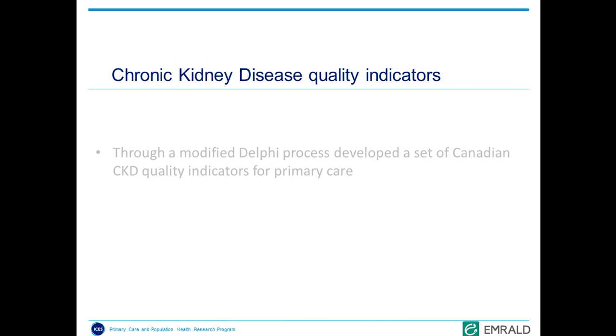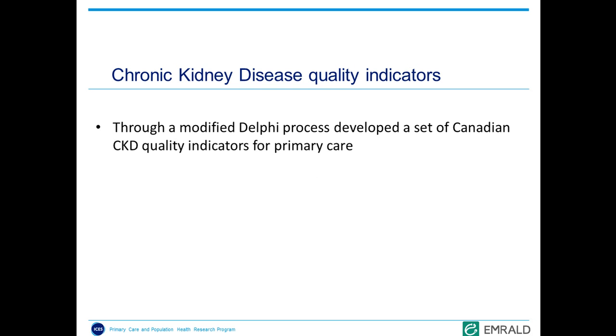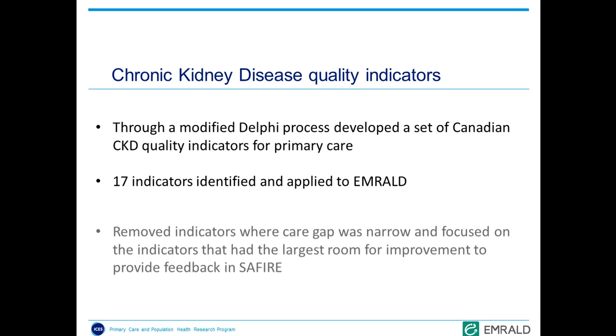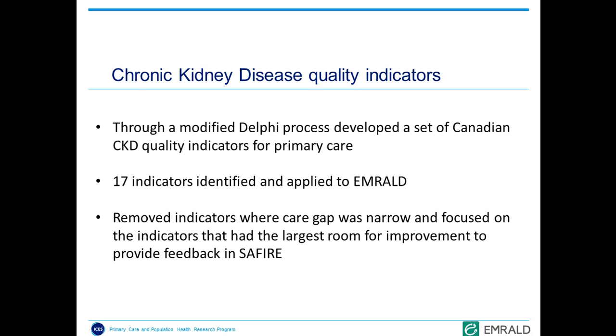Through working with the Center for Effective Practice, using a modified Delphi panel process that involved representation from family physicians, nephrologists, nursing, and patients, we developed a set of Canadian CKD quality indicators for primary care. We started with over 90 indicators and narrowed them down to 17 indicators that we then applied to the EMRALD data. Next, we removed the indicators where the care gaps were narrow and focused on the indicators that had the largest room for improvement, and have provided feedback to you on these indicators through SAFIRE.